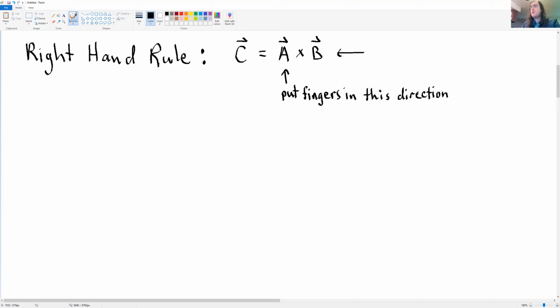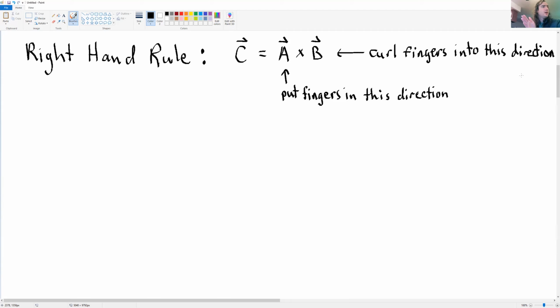And then what you do is you curl your fingers. What do I mean by curl? I mean just bend your fingers into the direction of the second vector. So curl fingers into this direction. So you have to identify, again, the direction of A and put your fingers in that direction. Then you have to curl your fingers into the direction of B.